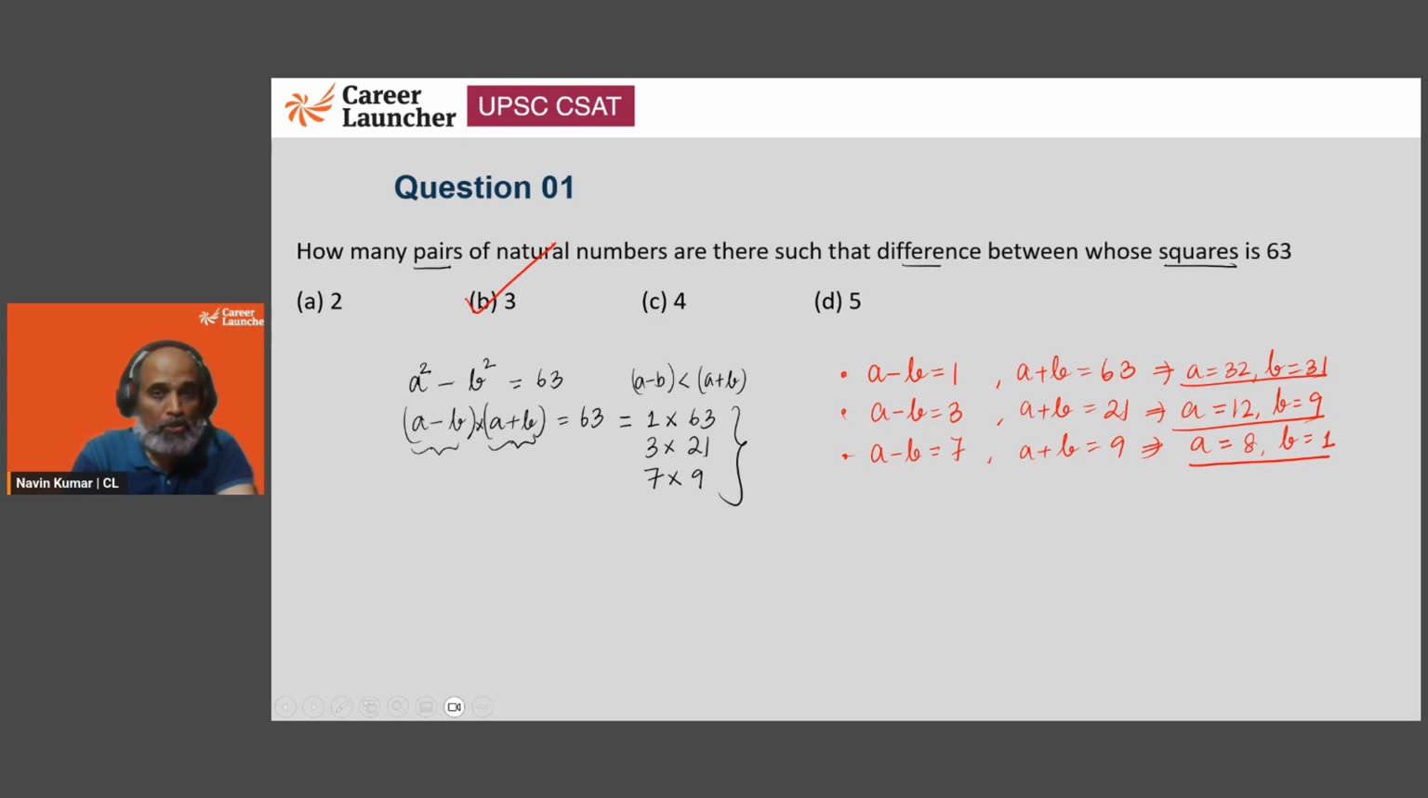Right? So basically it looks to be difficult because we do not know which two numbers' squares difference is going to be 63. But if you proceed with the standard way, whatever is written, if we start from there, we realize that it eventually boils down to something which is simple.